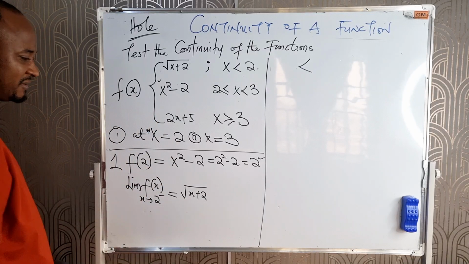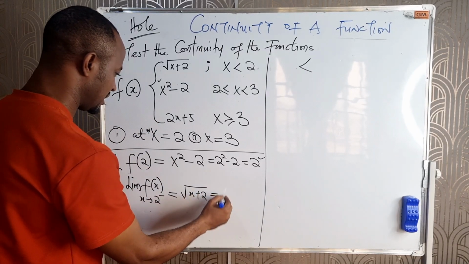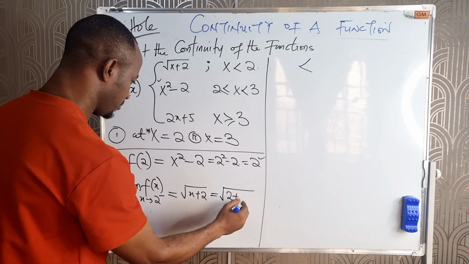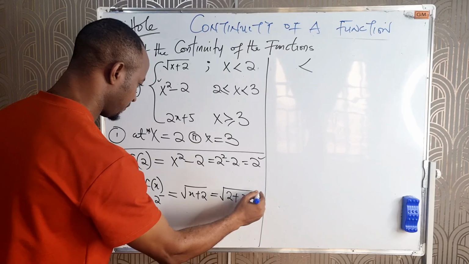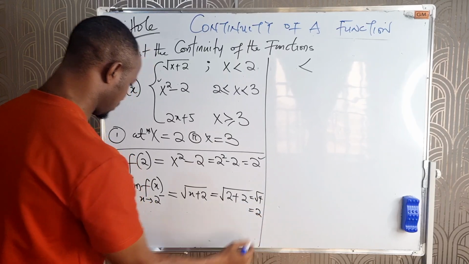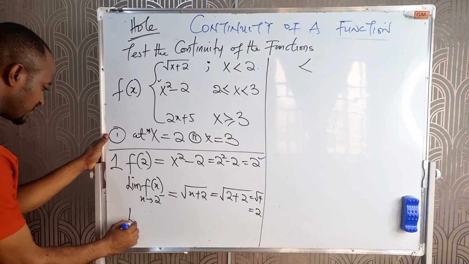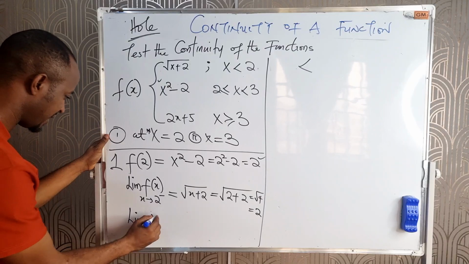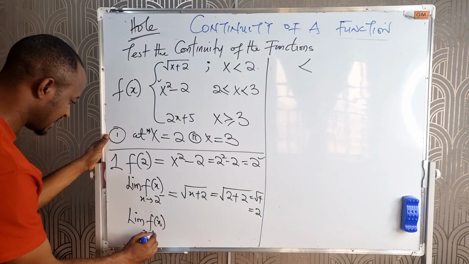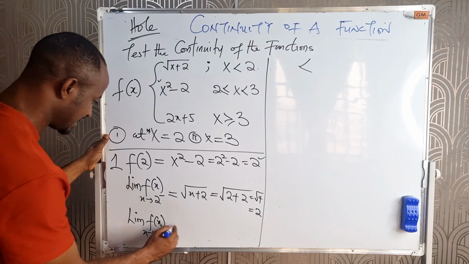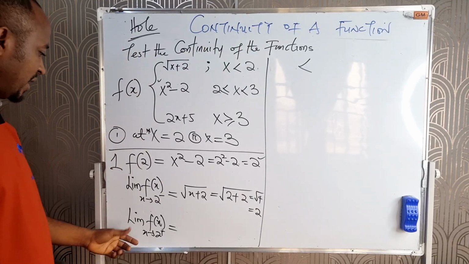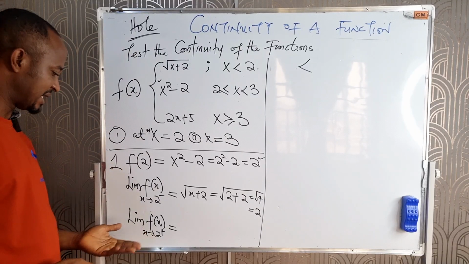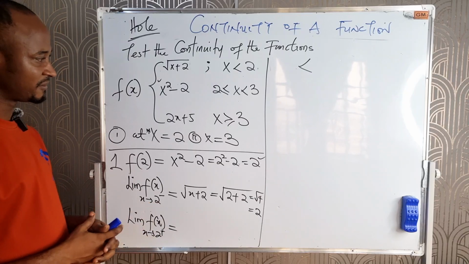But let's find on the left hand side. That will give us what here? Root 2 plus 2. And that will give us root 4. Root 4 is equals to 2. So the next is to find the limit of f of x as x approaches 2 on the right hand side. Now, tell me which of these functions will I use to find my limit of f of x as x approaches 2 on the right hand side?